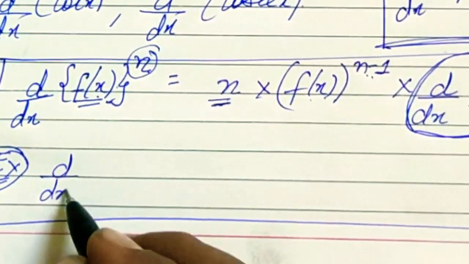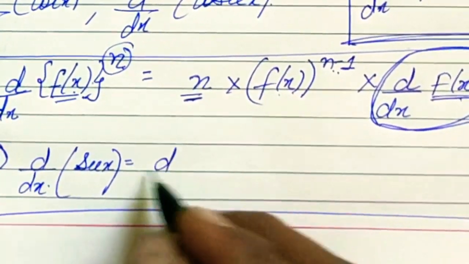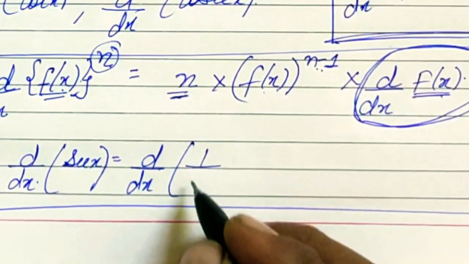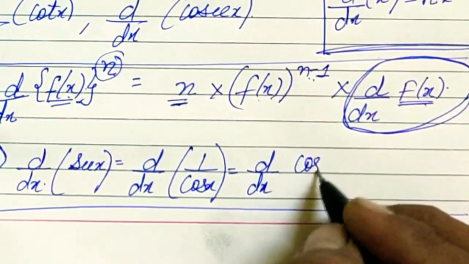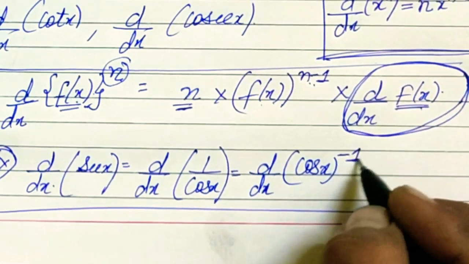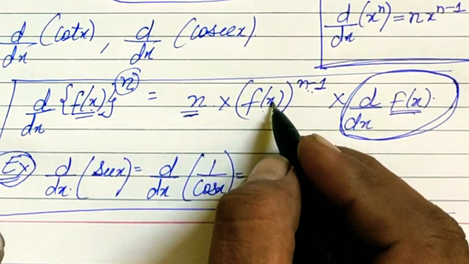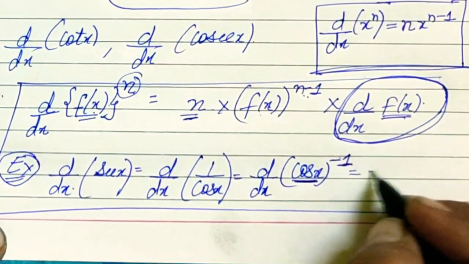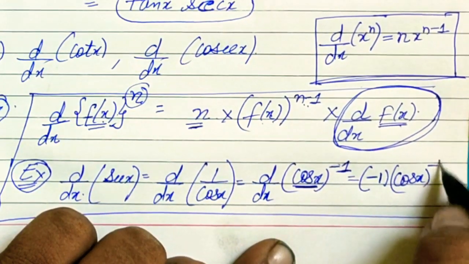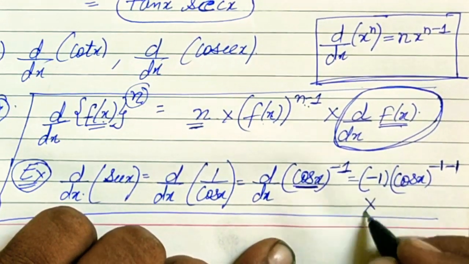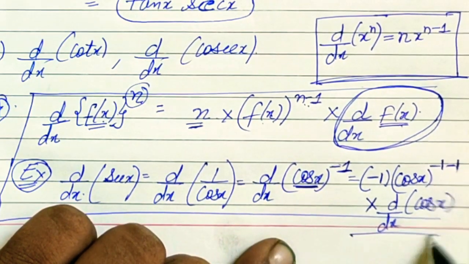Suppose I have to differentiate secant of x. Now I can write secant x as 1 upon cos x. I can write 1 upon cos x as cos x to the power minus 1. Now the function is cos x, power is minus 1. Apply this formula. So by applying this formula, we take the power outside. Now the power of cos x will be decreased by 1, and now I have to multiply the differentiation of cos x without any power.